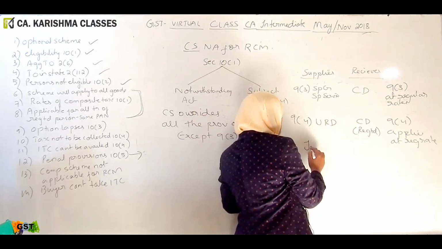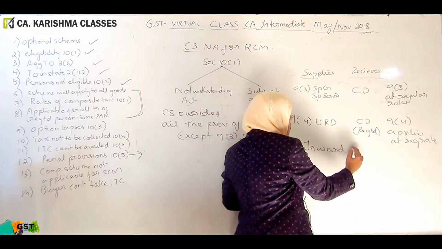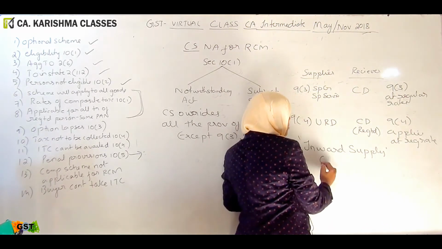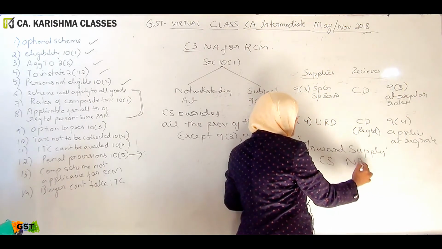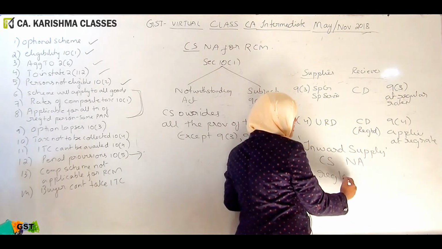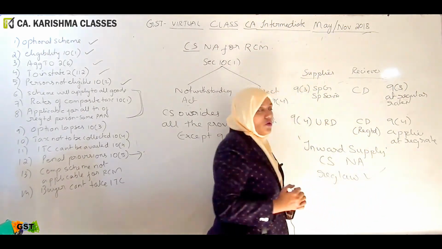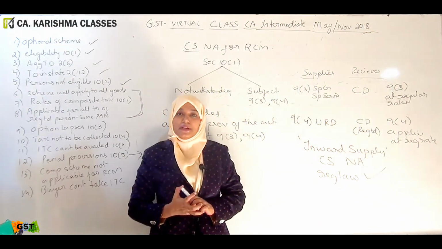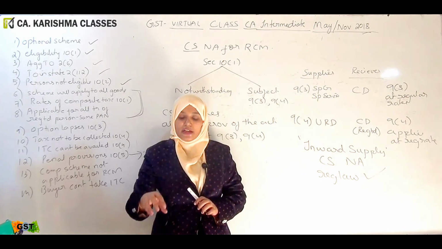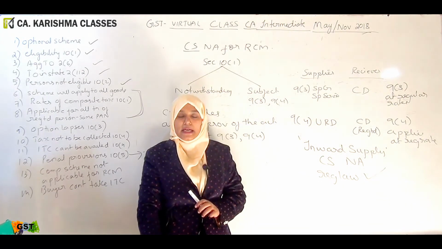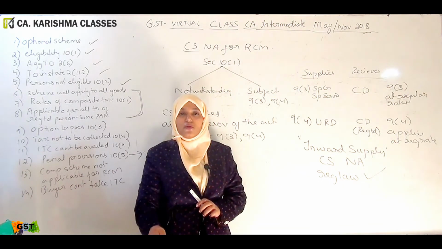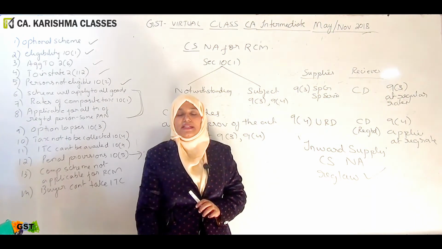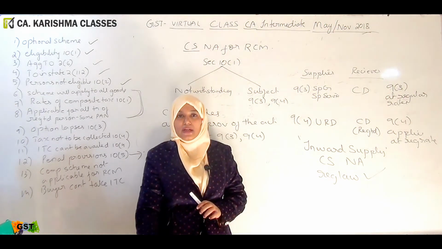This is your inward supply. For your inward supply, the composition scheme is not applicable. Regular law applies. But you know what is the sad point here? When it comes to the debit side of your P&L account, look at your expenses, look at your purchases. If it belongs to 9(3)/9(4), on such inward supply, pay tax at the regular rate.